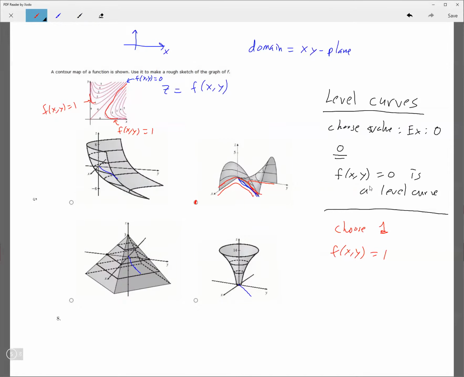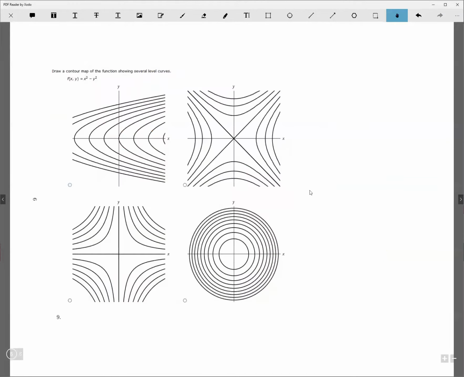Okay, so the level curves are in the x y plane. Okay, so these are in the x y plane. And they're a way to help us understand what the function looks like. Okay, so their purpose is to help us understand what the function looks like. Okay, so here's an example.